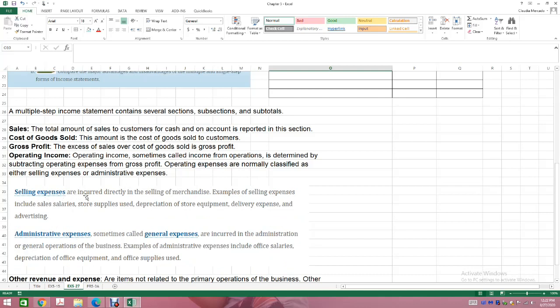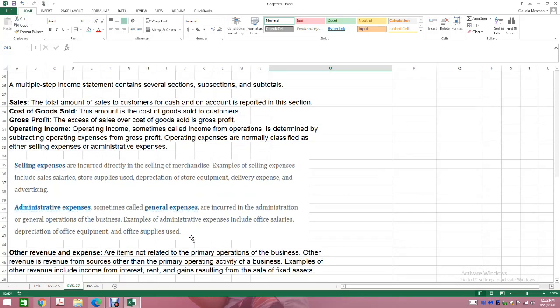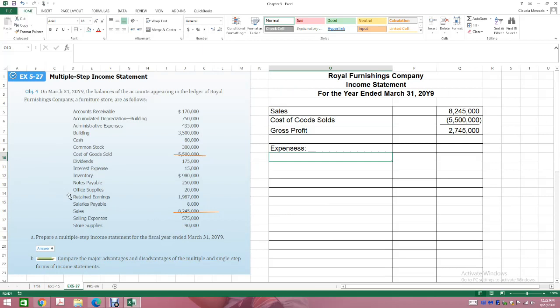Okay, selling expenses are incurred directly in the selling of merchandise. Some of the examples include sales salaries, store supplies used, depreciation of store equipment, delivery expense, and advertising. And then we have administrative expenses. These are also called general expenses, and these are incurred in the administration or general operations of the business, okay? And this can include the office salaries, depreciation of office equipment, and office supplies used, okay? So we have our expenses, and then the first one we have is selling expenses.